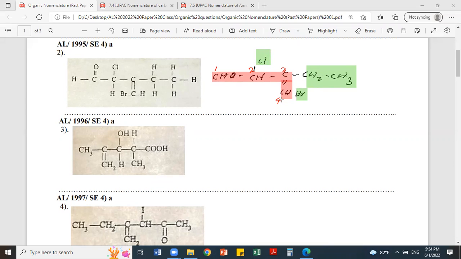You can start writing the name with the substituent groups with their respective numbers in alphabetical order first. Then the double bond you have to indicate, 3-en, and it's 3-enal, no? Yeah, butanal, but 3-enal. Yeah, can you write the name? Can you post the answer on chat?